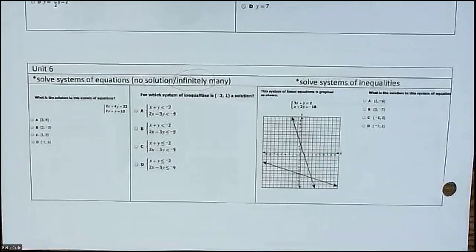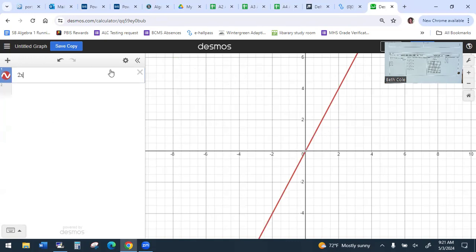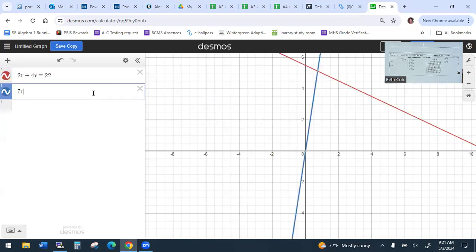All right, so let's type this one in. You guys read the first one too. What's the first equation? So I don't have to keep looking back. 2x plus 4y equals 22. All right, then what's the other one? 7x plus y. All right, I'm gonna click on the intersection, 1, 5.